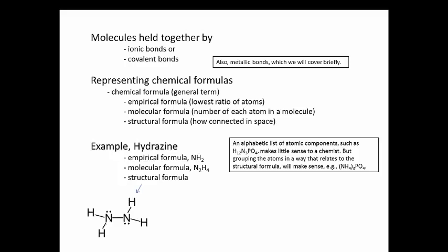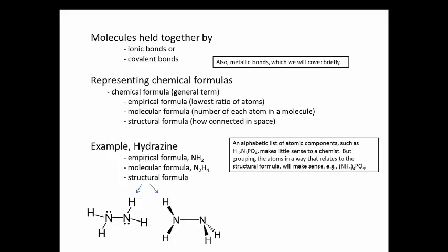Now, the structural formula is an attempted representation of the molecule in three dimensions to show what it actually looks like. For hydrazine, we might write it in this way. Notice those dots turned out to be important. They are what we call non-bonded pairs, and we'll get to those. The dashes are always some type of bond that holds the atoms together.